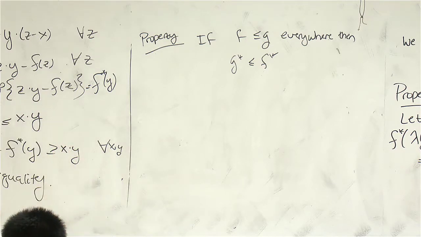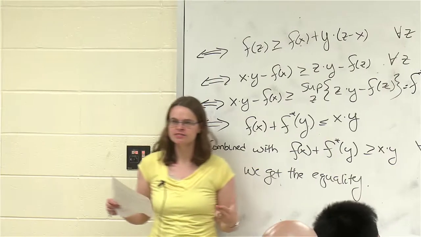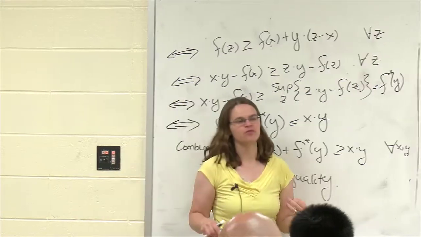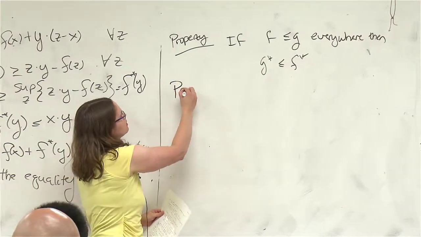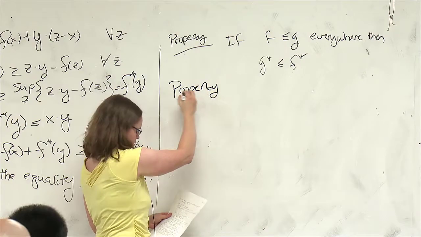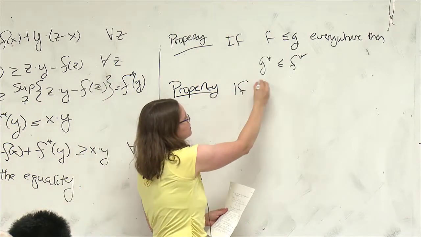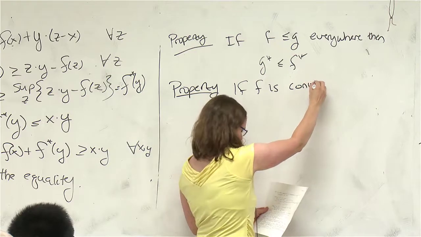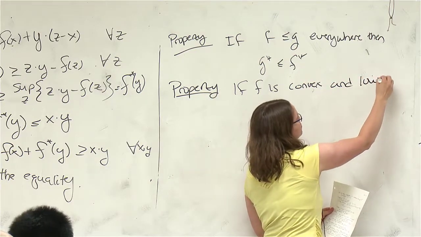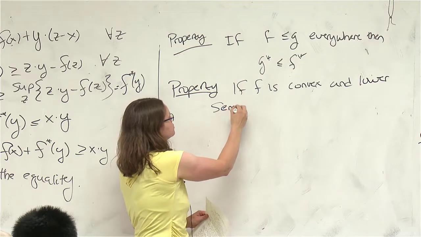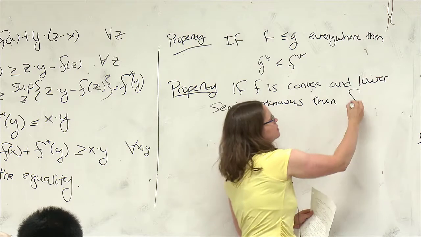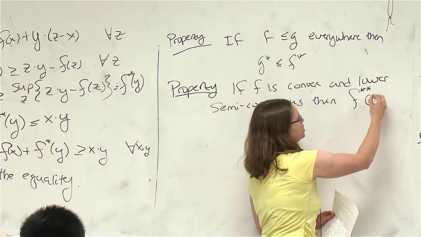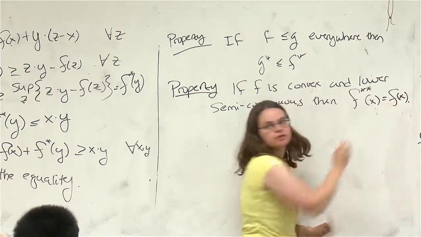Okay, so now this is a property that has already been pointed out. If we are working with convex functions, then by taking the Legendre transform twice, we get back where we started. So this one is important. If f is convex and lower semi-continuous, then the Legendre biconjugate is equal to the original function.